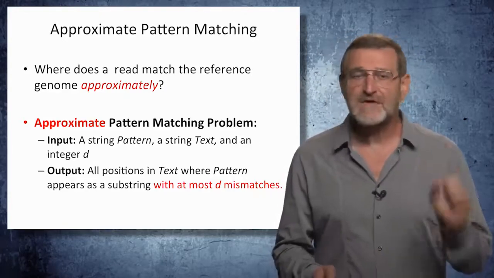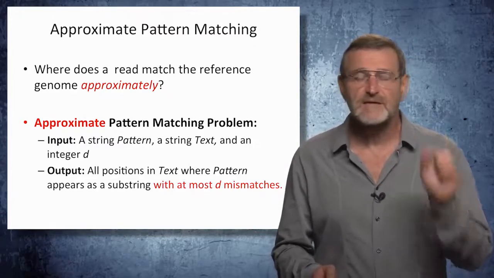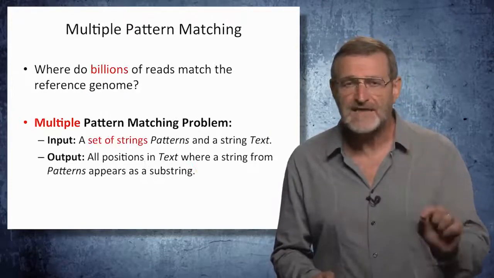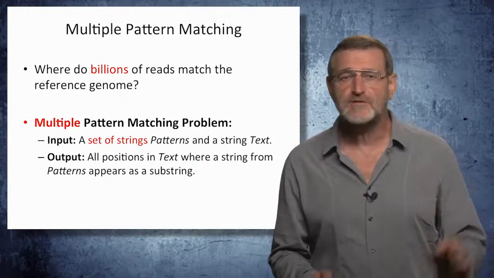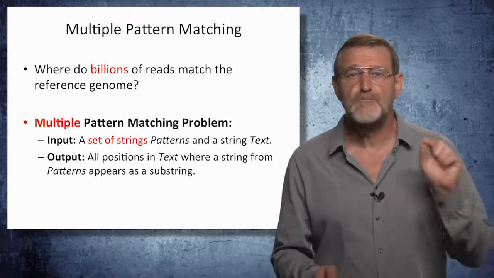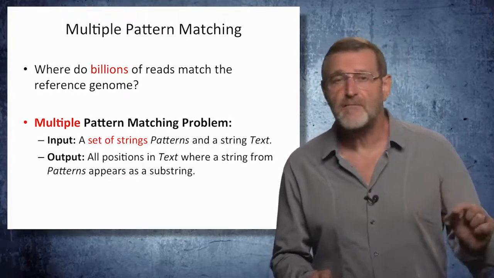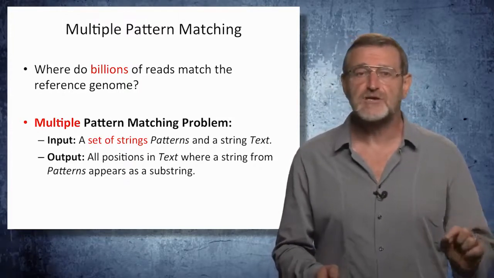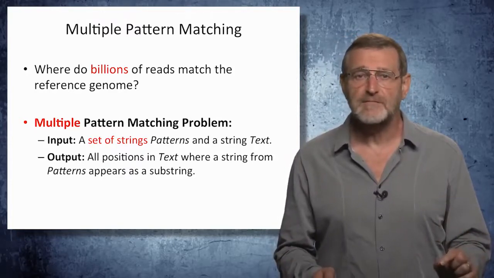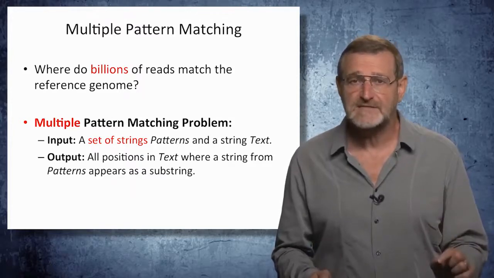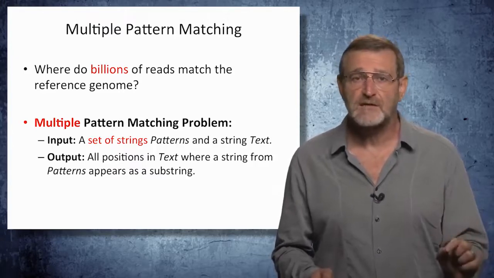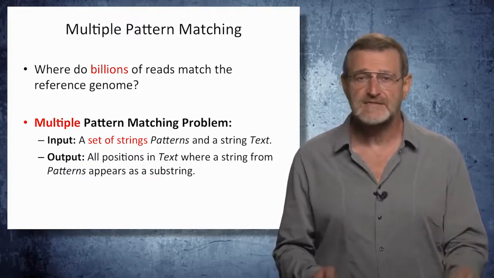I think you already have some good ideas on how to solve these rather simple problems. But think about this. Even if you have a fast algorithm for solving this problem, would you be able to solve the next problem, which is to answer the question, where do billions of reads generated for me match the reference genome from Craig Venter? And this leads us to the multiple pattern matching problem. Given a set of strings Patterns and a string Text, find all positions in Text where a string from Patterns appears as a substring.